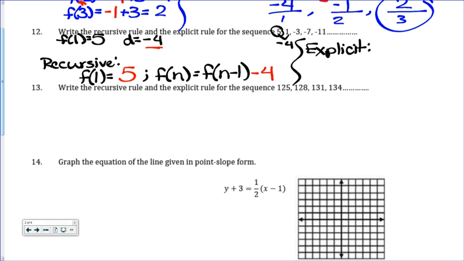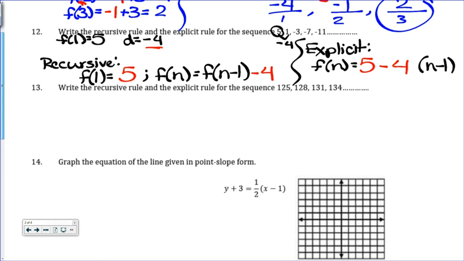So for explicit, we don't need to identify the first term separately like we did for recursive. It will be part of our rule, but we don't have to write it out separately. We're just going to start with f of n, and then you write the first term plus the difference times n minus 1. So f of 1, we know what that is. We've already identified that. F of 1, in this case, is 5 plus our common difference. We've already said that d is negative 4, so we're going to write minus 4 outside of our parentheses, and that would be our explicit rule.